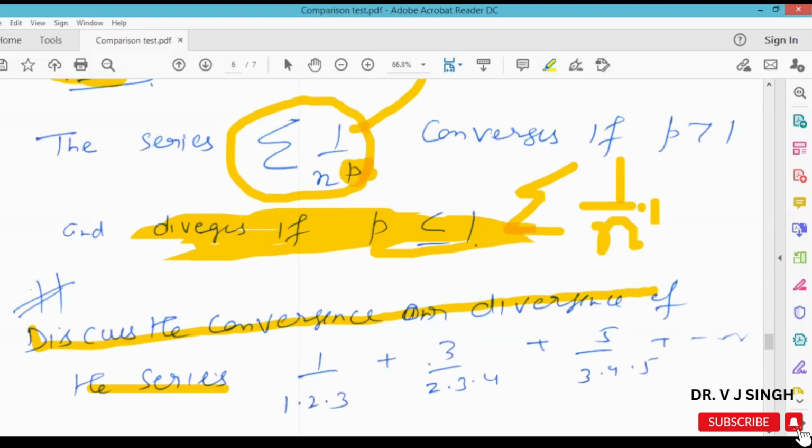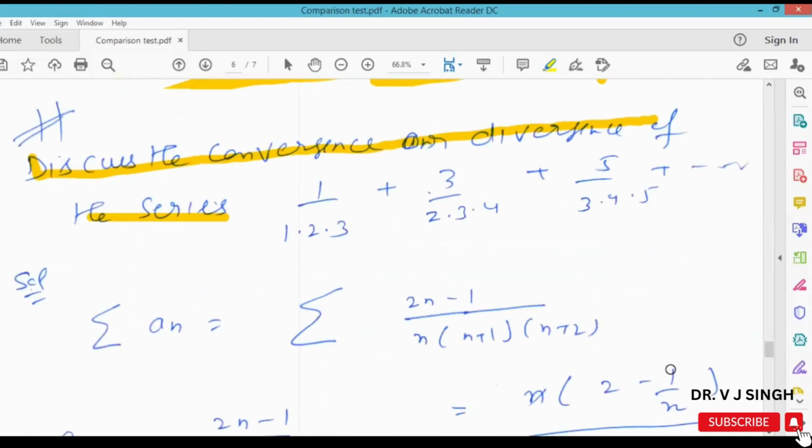ठीक है, ये clear है. Only one line is written: discuss the convergence and divergence of the series. इसका मतलब check करो whether the series is convergent or divergent. Any series is given. So what is the first step? The first step is always to find the nth term. So summation an, find this an.